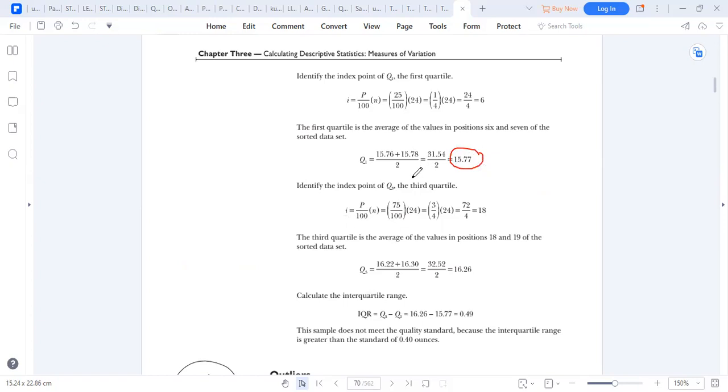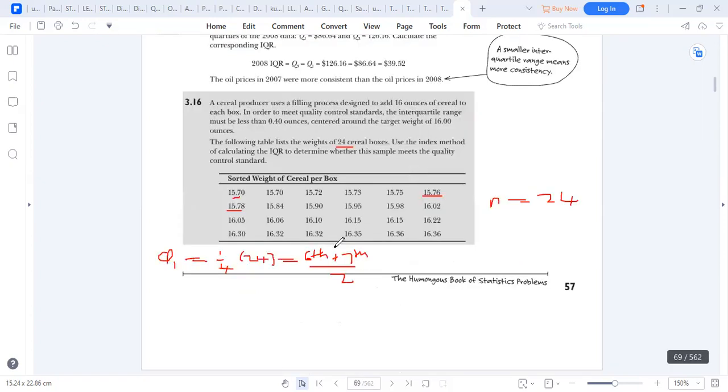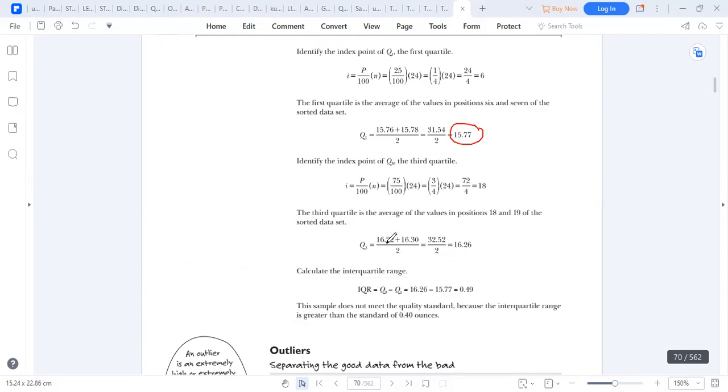Are we together? Quarter number 2 is half of what? N. So half of 24 is the 12th position. So 12th position plus the 13th position divided by what? 2. So we go 1, 2, 3, 4, 5, 6, 7, 8, 9, 10, 11, 12, 13. So 16.02 and 16.05. So we go here.